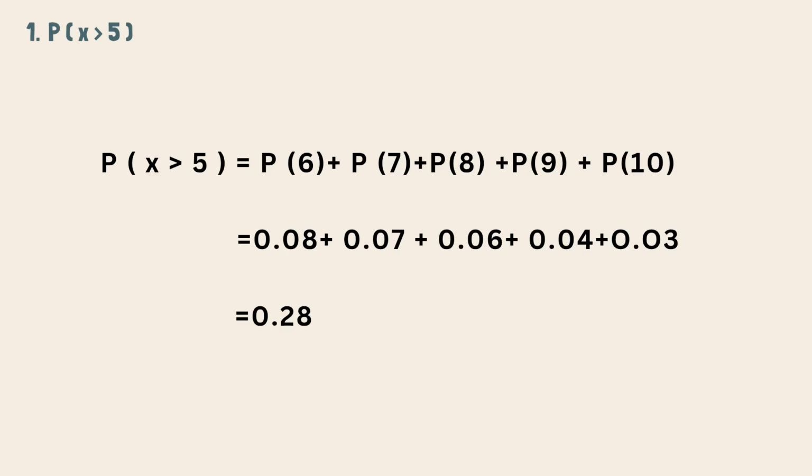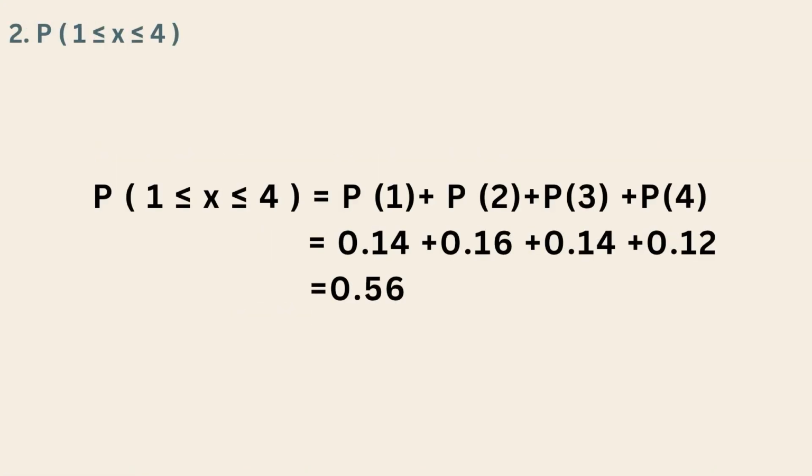Then, let's distribute the probability of each number. The probability of 6 is 0.08 plus the probability of 7, 0.07 plus the probability of 8, 0.06 plus the probability of 9, 0.04 and the probability of 10, 0.03. Then, let's add all the probability. So, 0.08 plus 0.07 plus 0.06 plus 0.04 plus 0.03 is equal to 0.28. So the P of x greater than 5 is equal to 0.28.